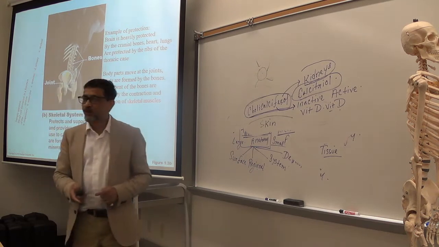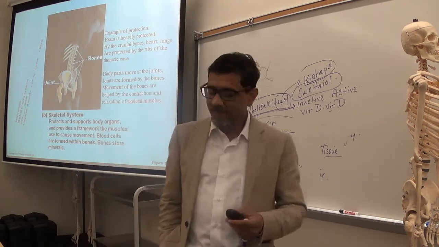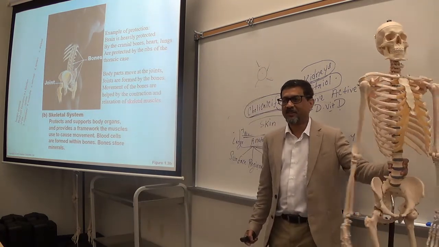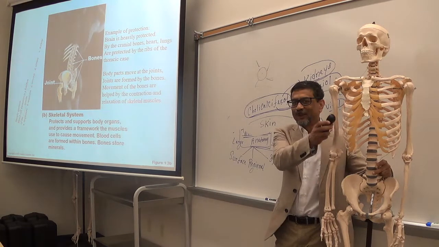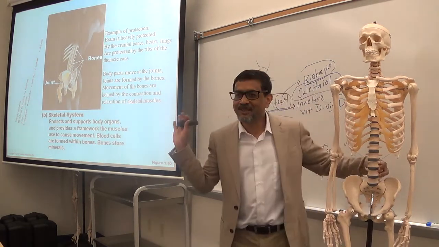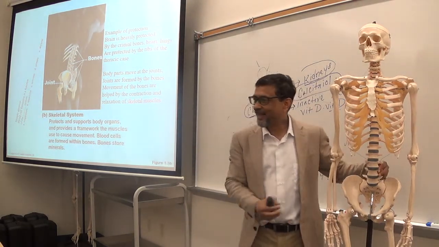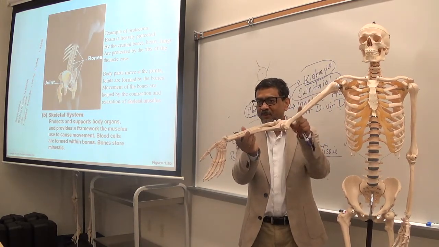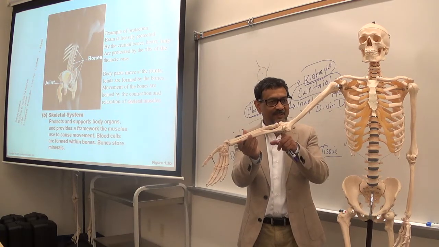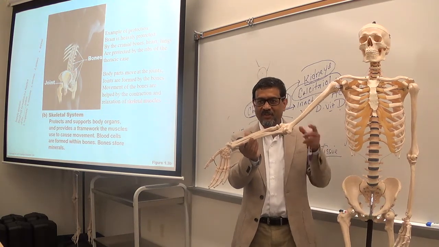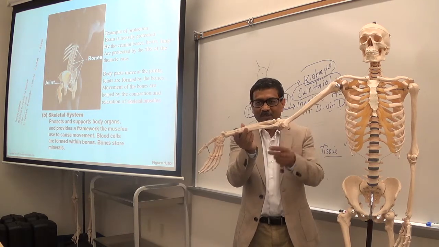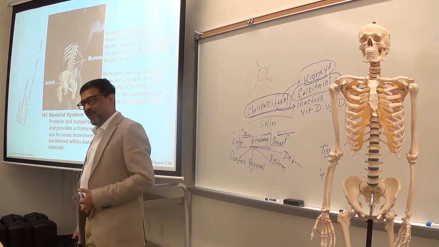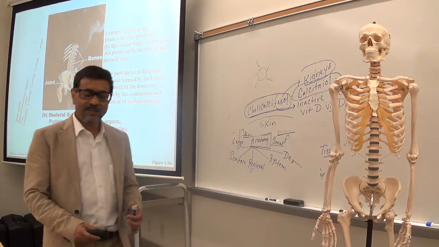Now let's go to another system. Skeletal system. This is your skeletal system. This whole thing is the skeletal system. Make sense? So if I ask you, skeletal system is formed by what? Bones, right? Joints. What do you have here in this structure? You have many bones, right? You have many joints, right? So those are the parts of the skeletal system.